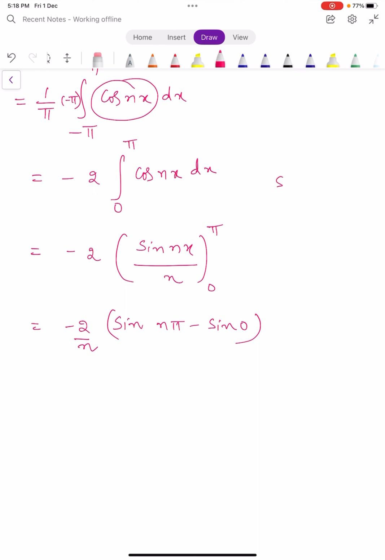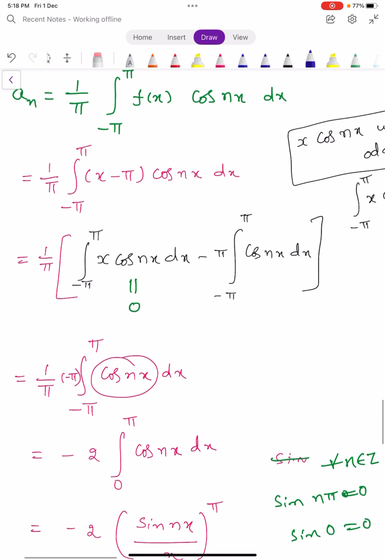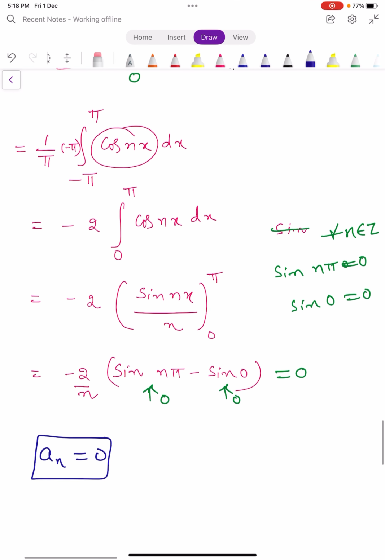Both are 0. Sin n pi is equal to 0 for all n belonging to Z, and sin 0 is also 0. So this term is 0 and this term is also 0, and the whole value becomes 0. This shows us an is equal to 0. Already we found the value of a naught, which is minus 2 pi. Now an is equal to 0.